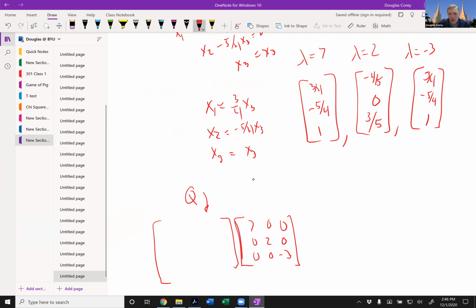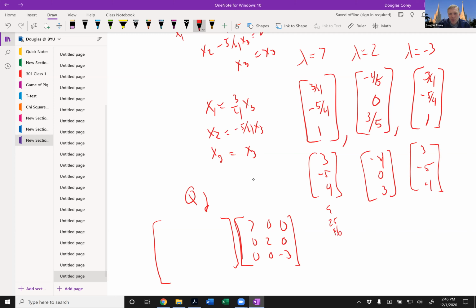There's a little bit easier way. If I scale this one by 4, I just get 3, a minus 5, and 4. And if I scale this one by 5, I get a minus 4, 0, and 3. And if I scale this one by 4, I get 3, a minus 5, and 4. There. That makes it a little bit easier to find the length, because here I can square, I get 9, 25, 16, add all those together, I get 50. So divide by the square root of 50, but the square root of 50 is 5 times the square root of 2. So I can divide by 5 times the square root of 2.